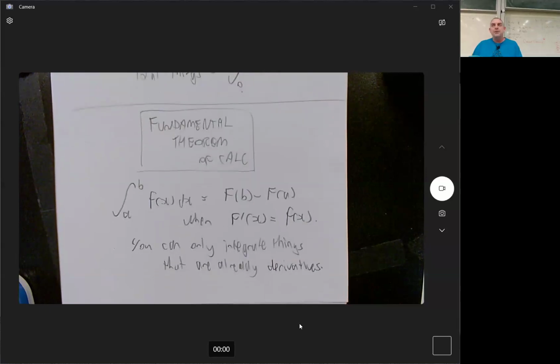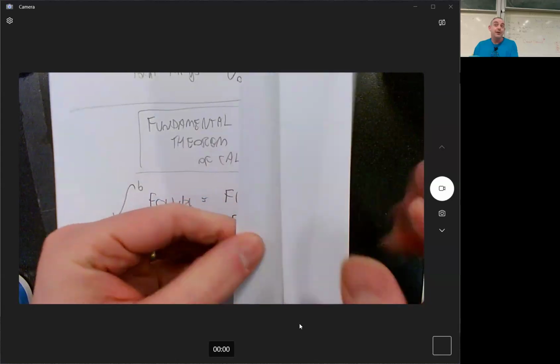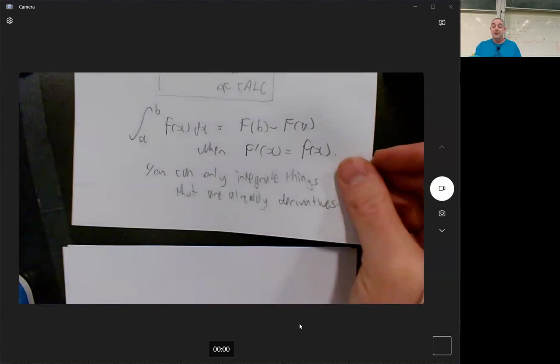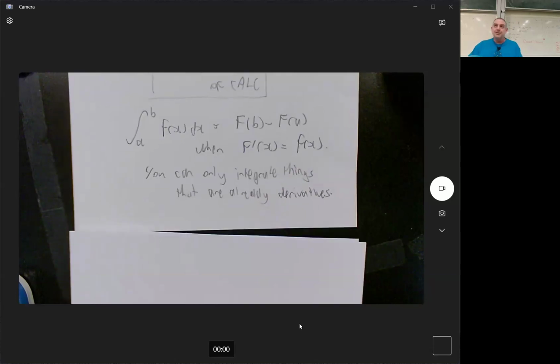The other half of the fundamental theorem of calculus kind of waters down my point a bit. Because the other half of the fundamental theorem of calculus says that any continuous function is a derivative.